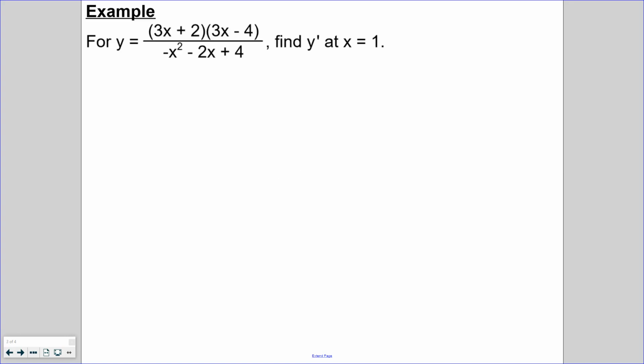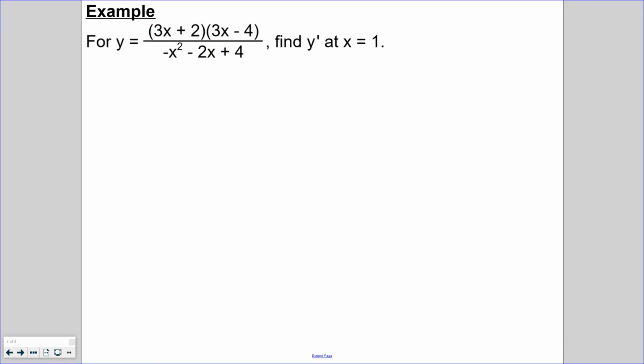So for y equals the quantity 3x plus 2 times the quantity 3x minus 4 all over negative x squared minus 2x plus 4, we're being asked to find the derivative at x equals 1. Well, if we look at this particular function, we can see that there is a product in the numerator, so we're going to have to use the product rule. And then there is a fraction, so we are going to have to use the quotient rule as well.